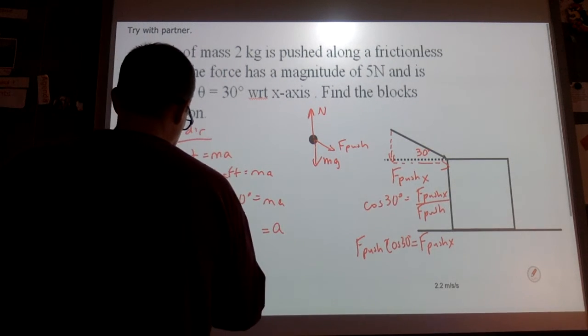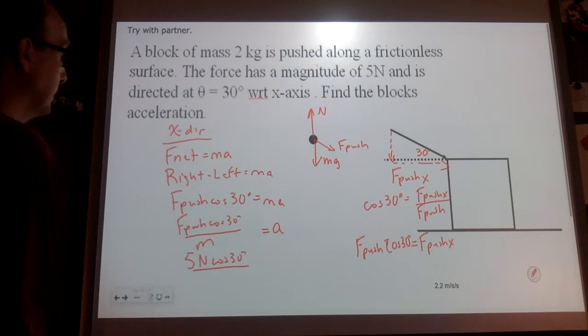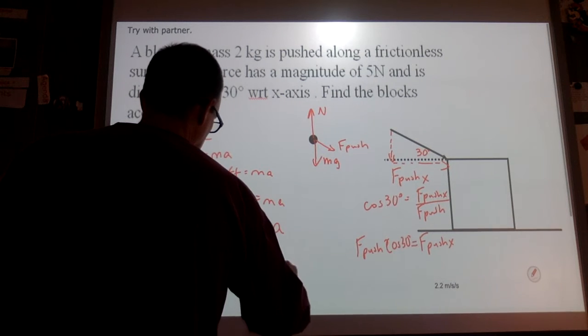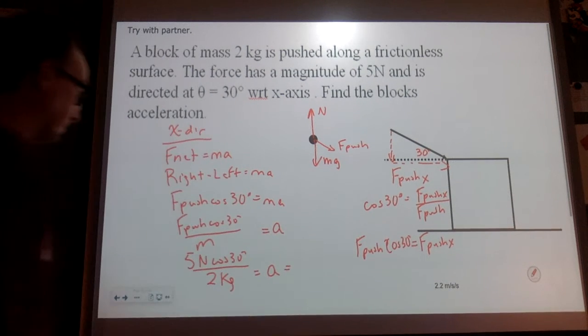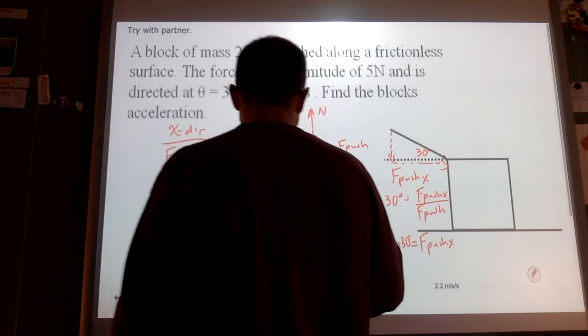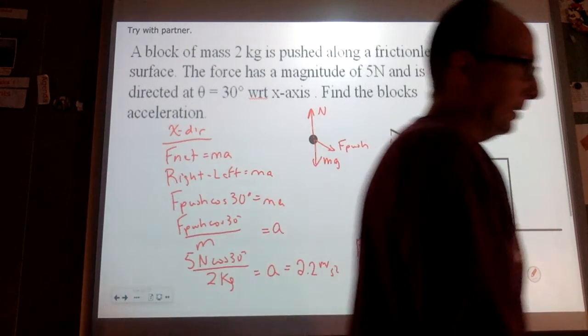And so this is going to be 5 newtons cosine 30 divided by 2. And so this should give us an acceleration of 2.2 meters per second squared.